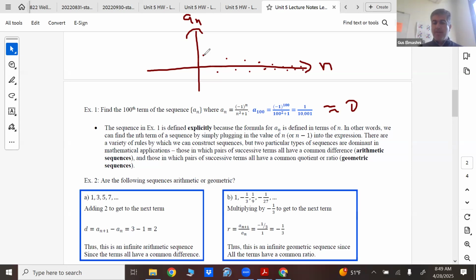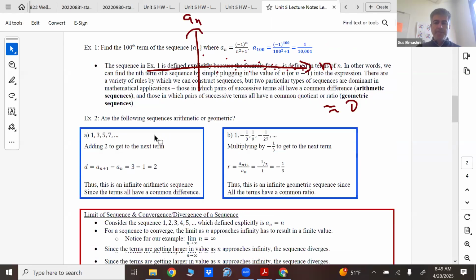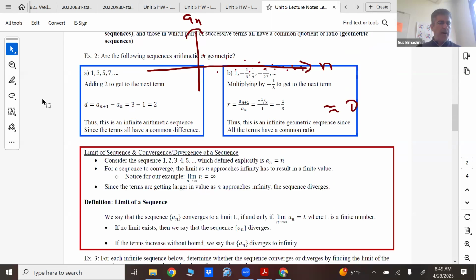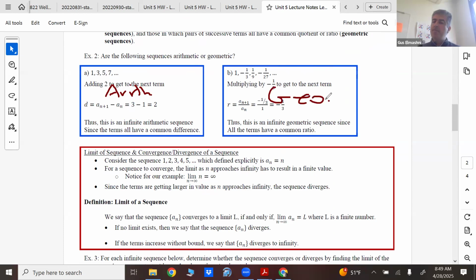So the sequence example is defined explicitly, because we could explicitly find the 100th term. In other words, we can find the nth term of the sequence by simply plugging in the value of n. There are a variety of rules by which we can construct sequences. We talked about arithmetic and geometric already. So let's look at example 2 now. That's pretty obviously arithmetic, because what are we doing over and over again? Adding 2. And then what are we doing over and over again for part B? Multiplying by -1/3 or dividing by -3, same thing. Okay, so that's just a review of stuff we've seen before.